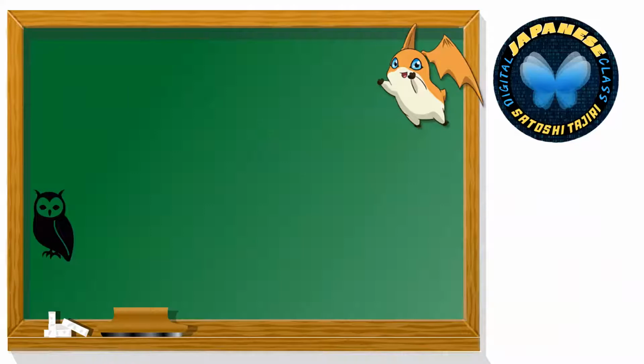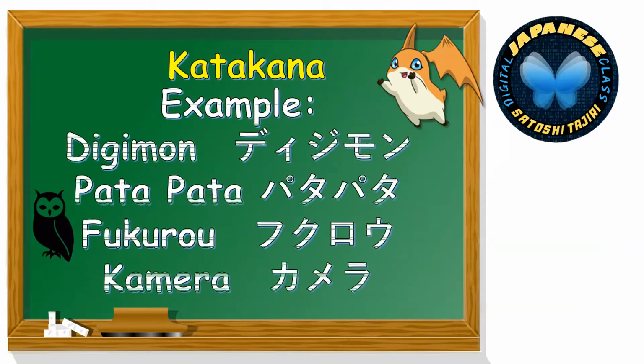So let's get to know some katakana words. For example, we have our Digimon. That is actually a foreign word, even though it came from Japan, because Digi means digital. That's why it also came from the name of our school, Digimon, digital. Then we have Mon, it means monster. So we combine digital monster, it becomes Digimon.